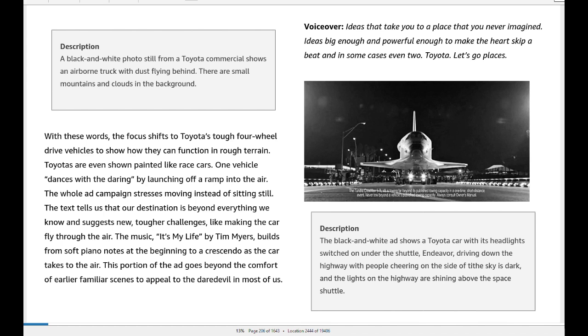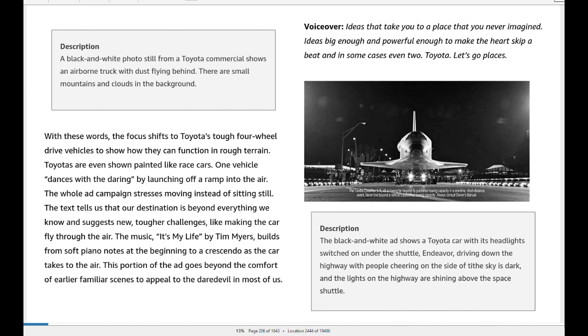Voiceover. Ideas that take you to a place that you never imagined. Ideas big enough and powerful enough to make the heart skip a beat, and in some cases even two. Toyota. Let's go places.